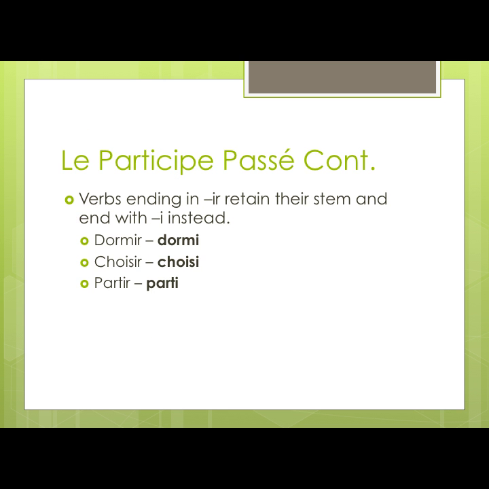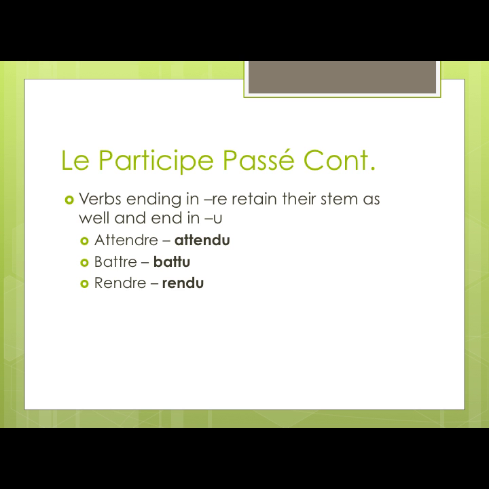Next, your IR verbs are just going to drop the R. So dormir becomes dormi, choisir, choisi, et partir, partir becomes parti. Next, you have your RE verbs. Those are going to keep the stem as well, but they're going to drop the RE and add a U on the end. So attendre becomes attendu, battre becomes battu, rendre becomes rendu.